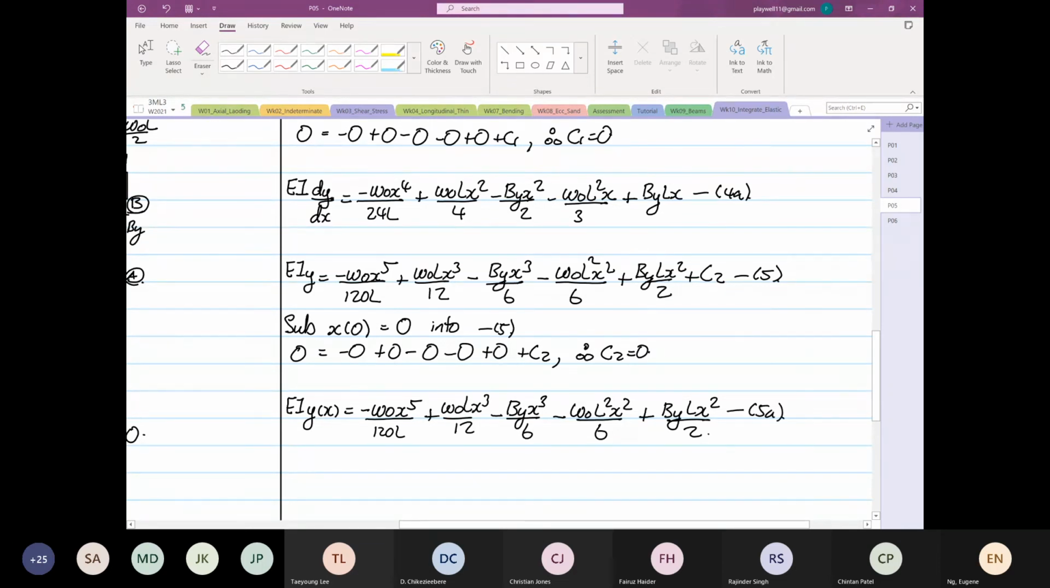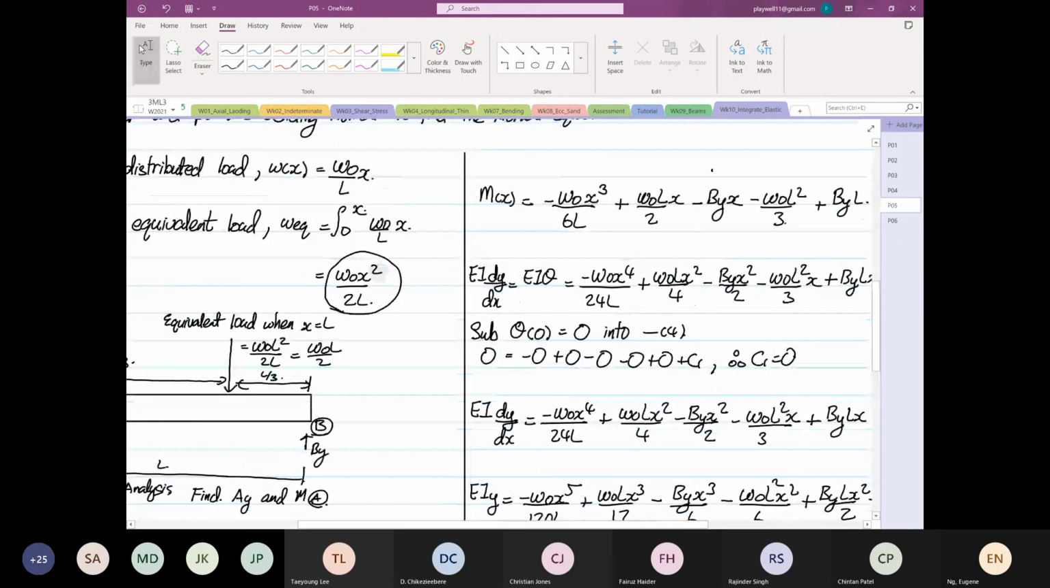Can anyone tell me what we are trying to find? I'm lost already, man. It's a long day. Can anyone tell me what we are trying to find? Reaction at B? Yeah. So we want to find By. Okay, so we have one more boundary condition.